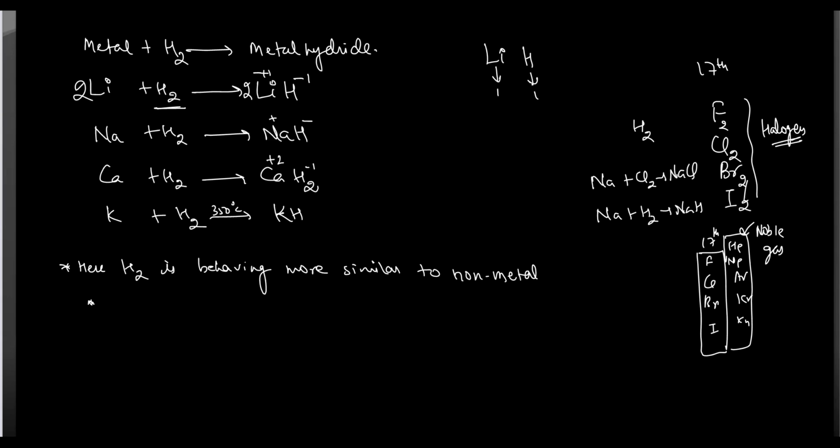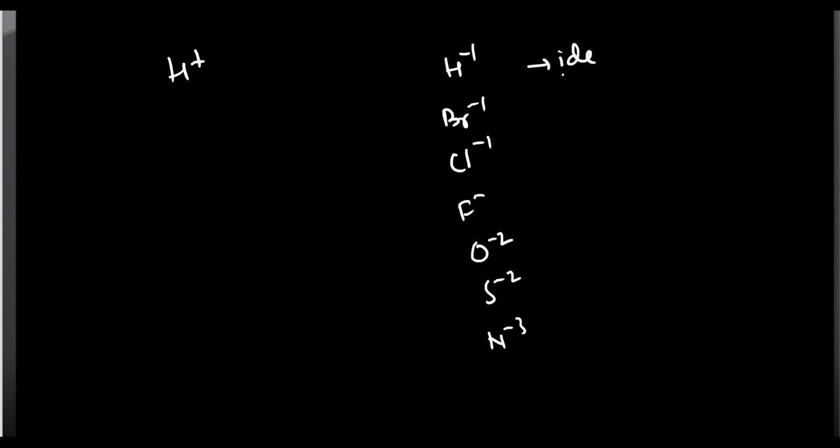You need to keep in mind that generally hydrogen has +1 valency, but in the case of hydride it has -1 valency. When it has -1 valency, we call it hydride, like bromide, chloride, fluoride, oxide, sulfide, nitride. The ending is -ide. But if it has +1 valency, we write hydrogen, for example hydrogen sulfide.